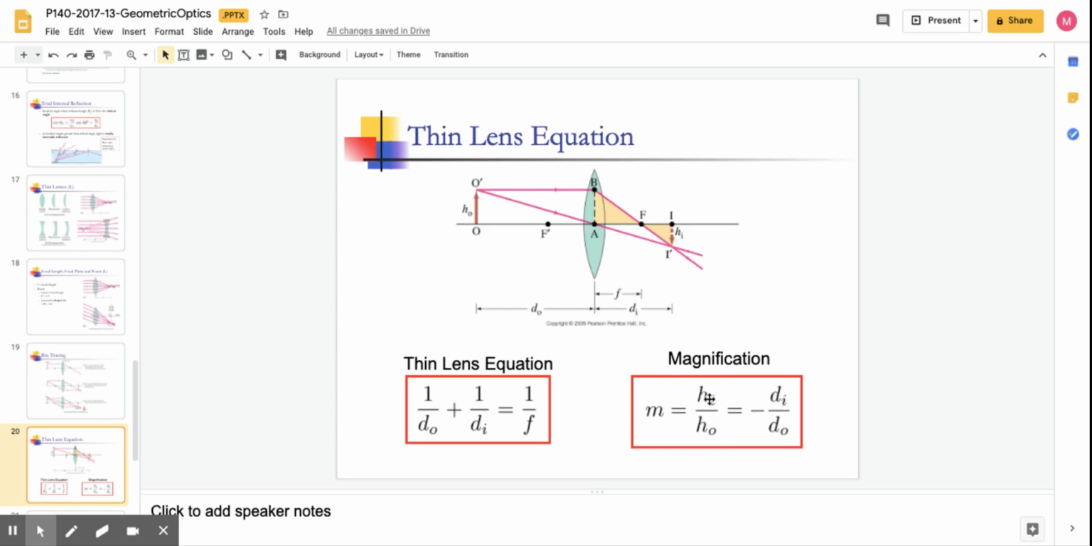So here, the height of my image is going to be negative, and the height of my object is going to be positive. So I'm going to have a negative value out, and that tells me that it's inverted. I can also say negative di over d0, so di here is positive, d0 is positive. So we add the negative here to tell us whether it's inverted or not.